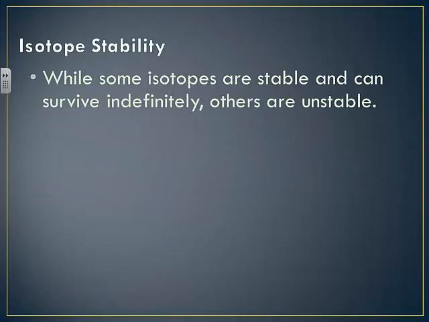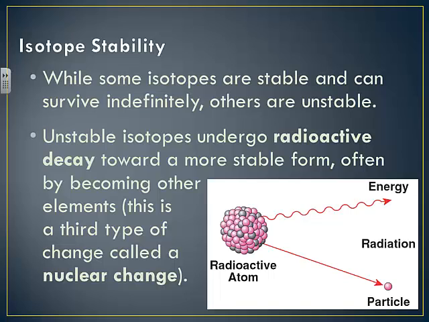While some isotopes are stable and can survive indefinitely, others are unstable. Unstable isotopes undergo what's called radioactive decay, trying to reach a more stable form. Now, often that's by becoming other elements. This is not a physical change and it's not a chemical change. It actually falls into a new category of changes called a nuclear change. And as mentioned, it can change the identity of the atom, which neither physical nor chemical changes can do.